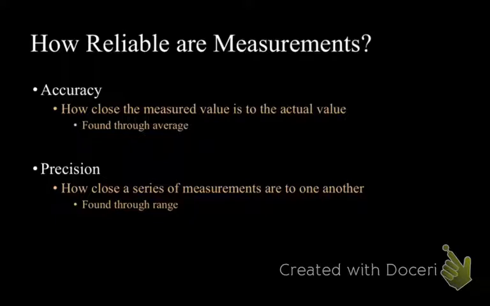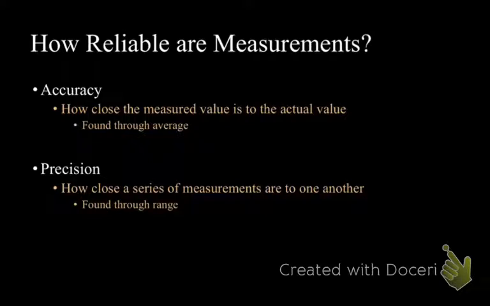Accuracy refers to how close the measured value is to the actual value, and we find this with the mean or the average. So in math, the mean means you're adding up all of your values and then you divide by the number of values.